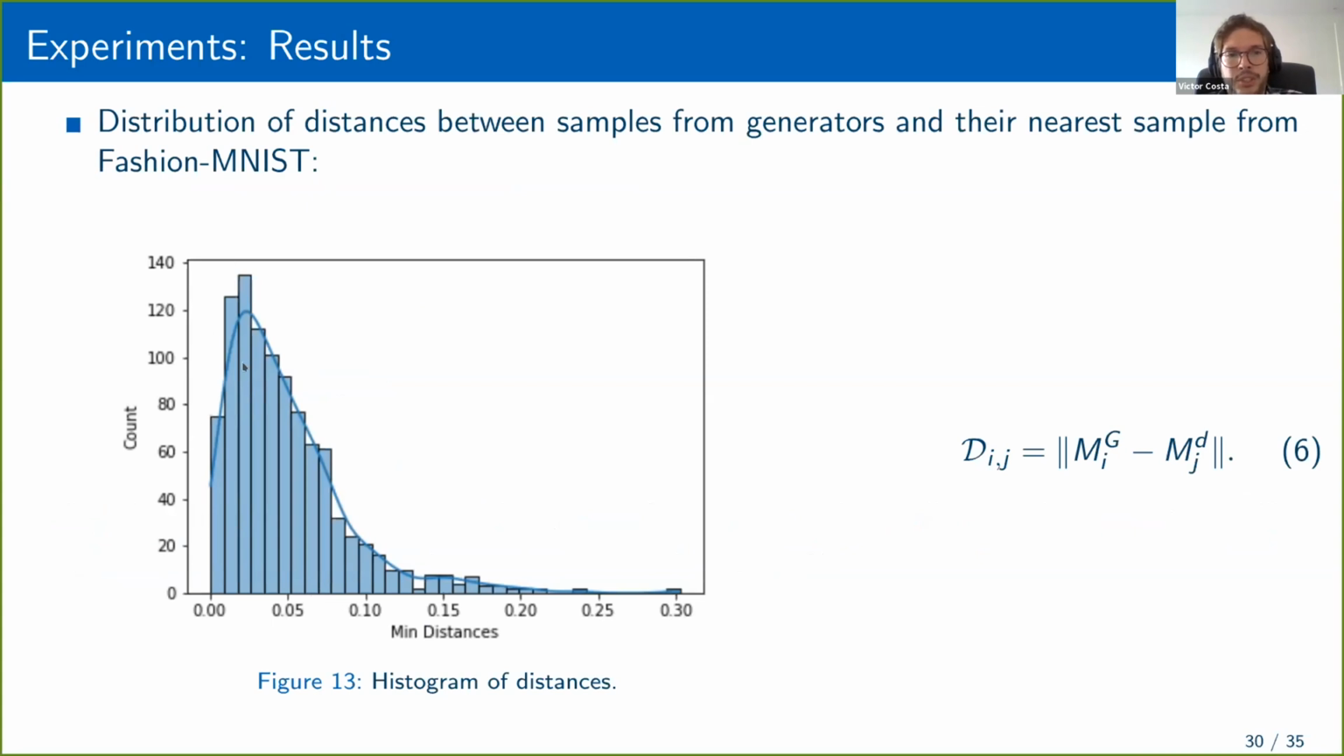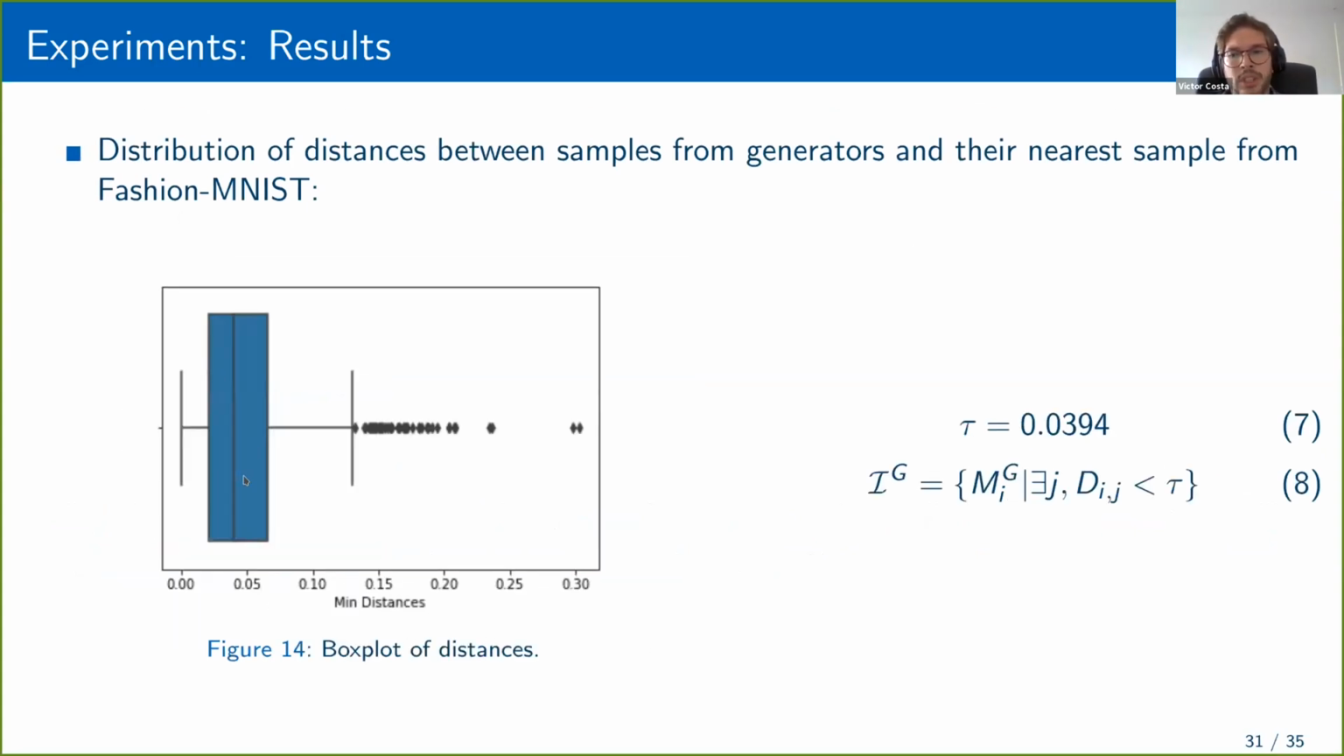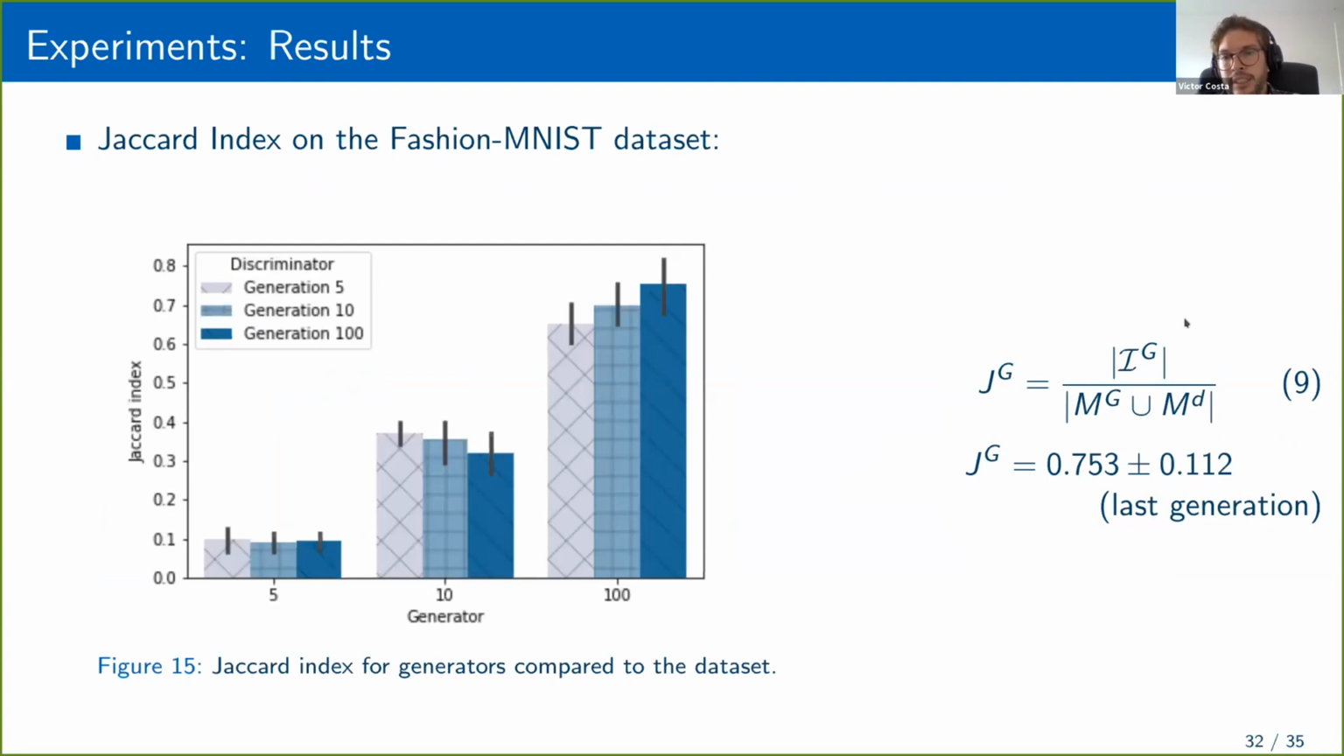So here we show the distribution of the distance between samples from generators and the nearest samples in Fashion MNIST, to calculate in the end the median that we use as threshold to develop and use in our metric. So in the end, we apply the Jaccard index that is represented here in our experiments. In the first generation, the Jaccard index is very low because we only have noisy images, and the input dataset, of course, has images with relatively good quality. And we can see a growing pattern as the number of generations increases. In the end, the generator trained by COEGAN achieved this Jaccard index of 0.753.